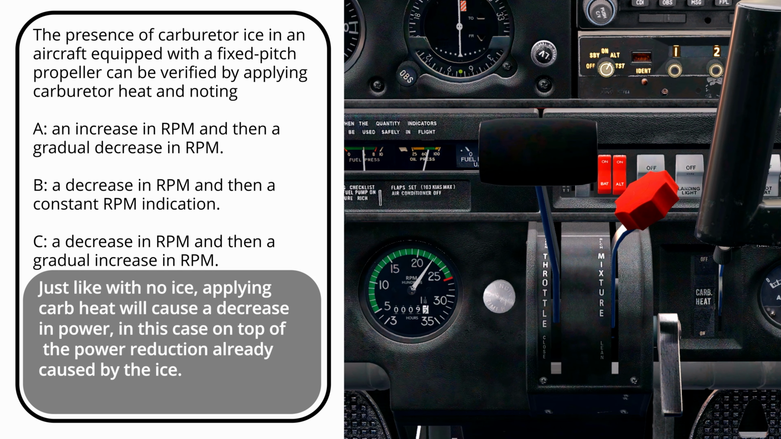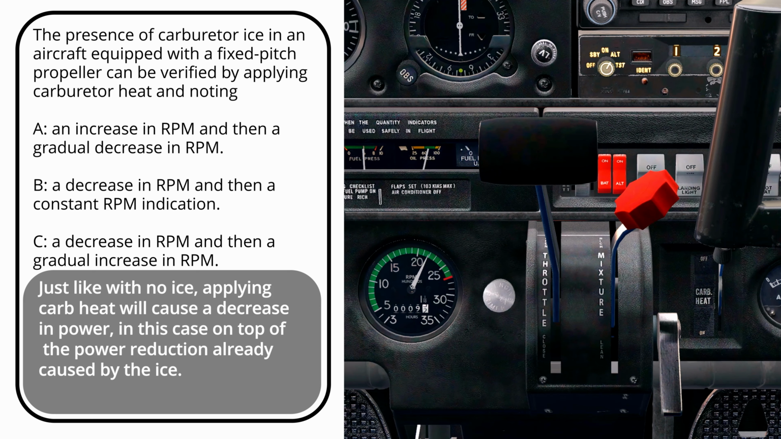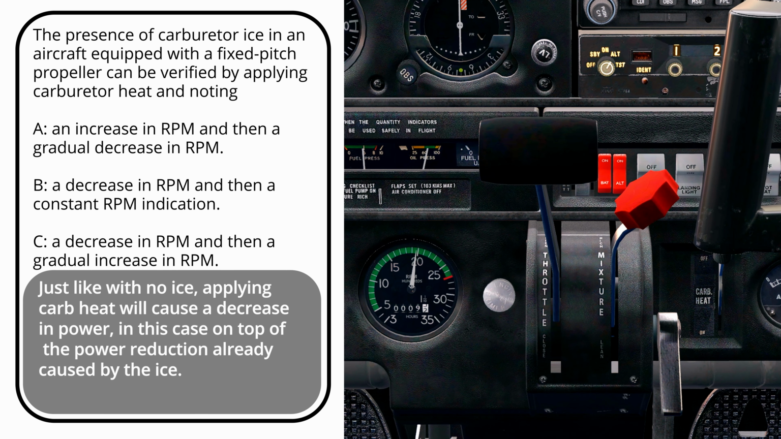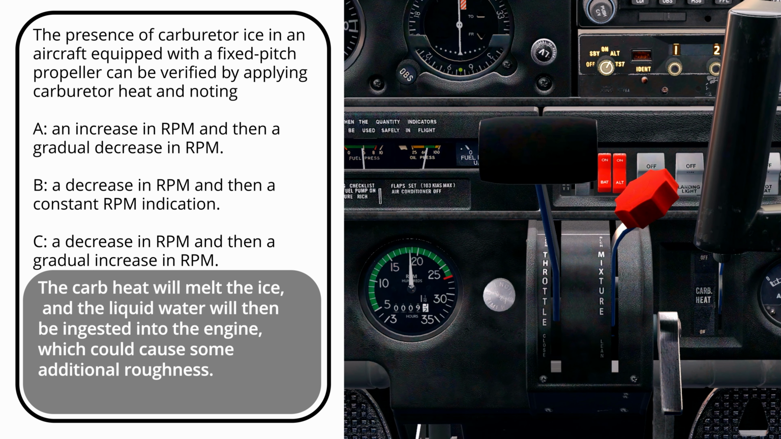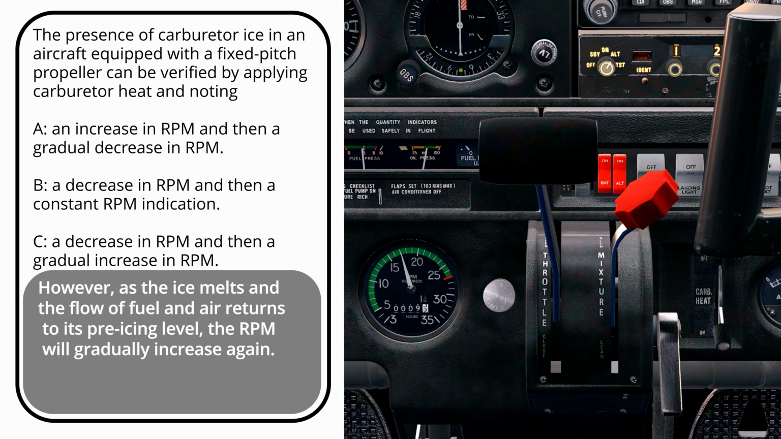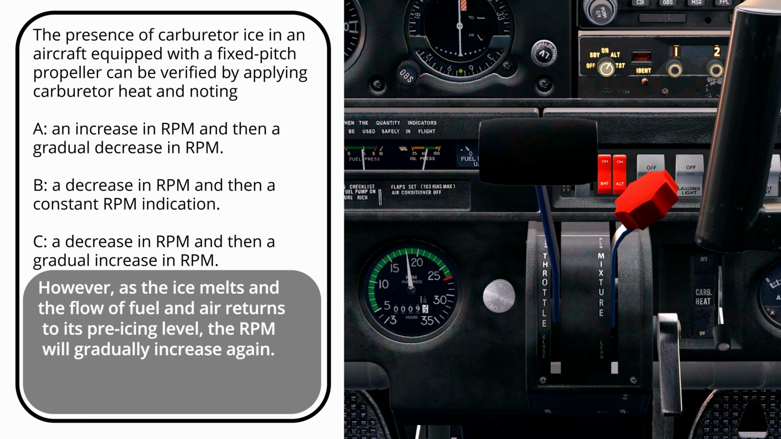Just like with no ice, applying carb heat will cause a decrease in power, in this case on top of the power reduction already caused by the ice. The carb heat will melt the ice, and the liquid water will then be ingested into the engine, which could cause some additional roughness. However, as the ice melts and the flow of fuel and air returns to its pre-icing level, the RPM will gradually increase again.